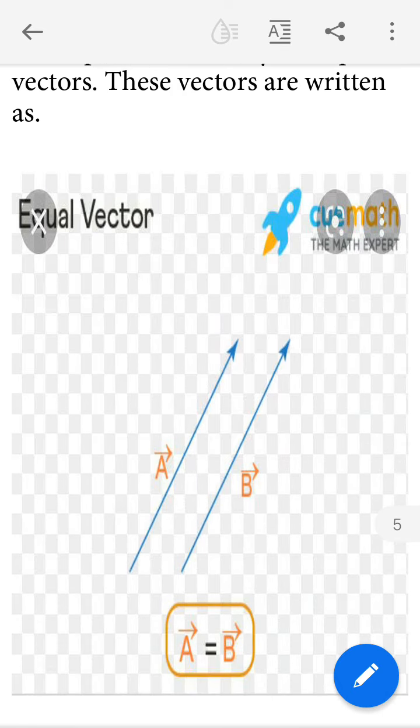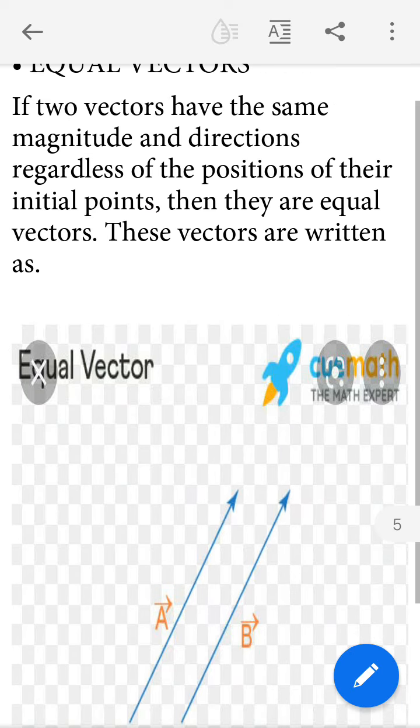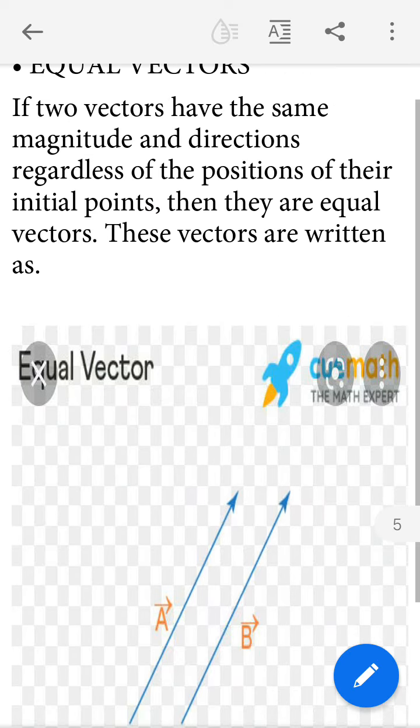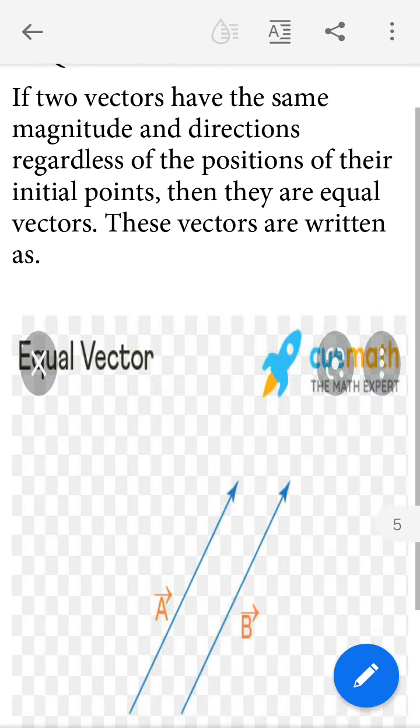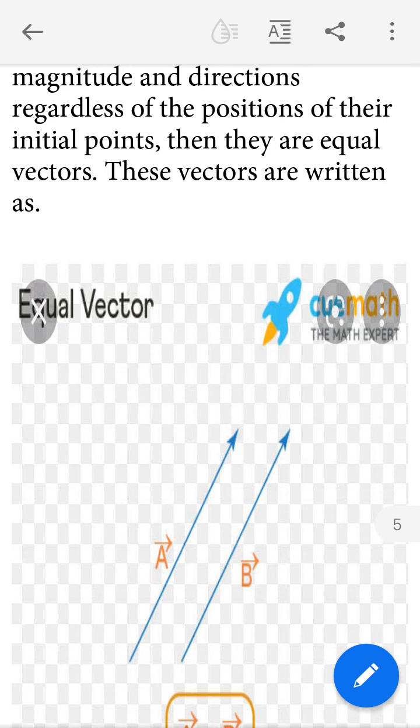So from figure A and B, they are parallel, and their initial points are pointing upward.